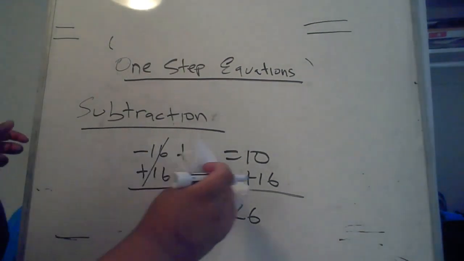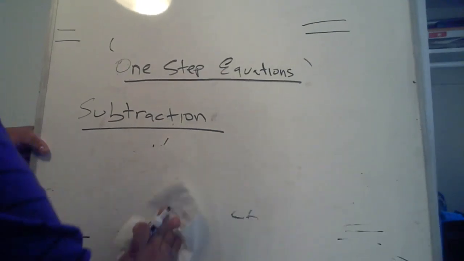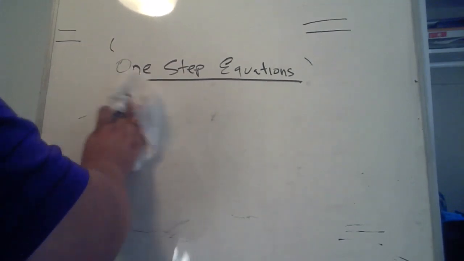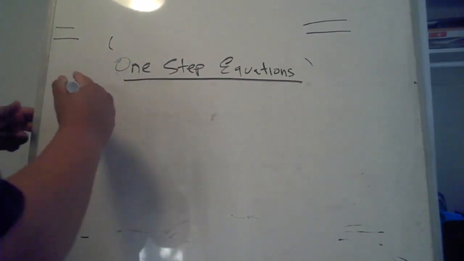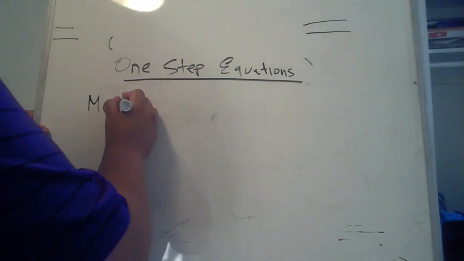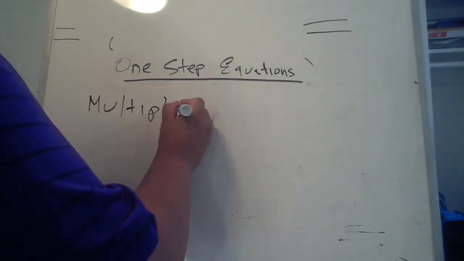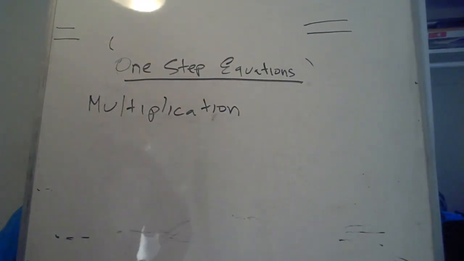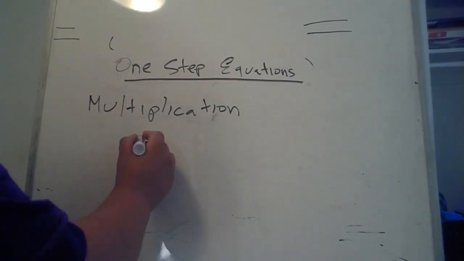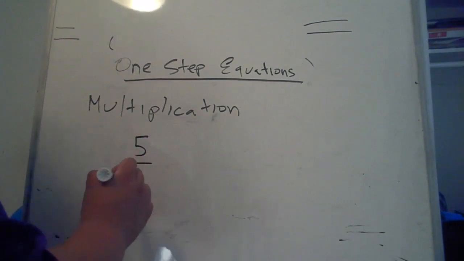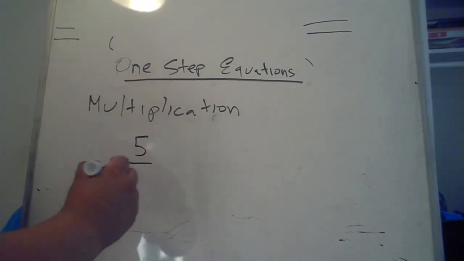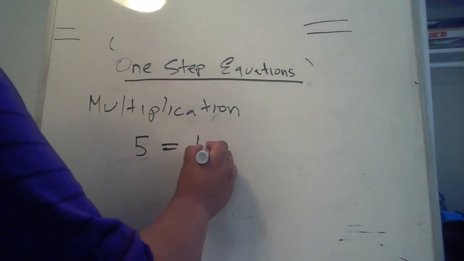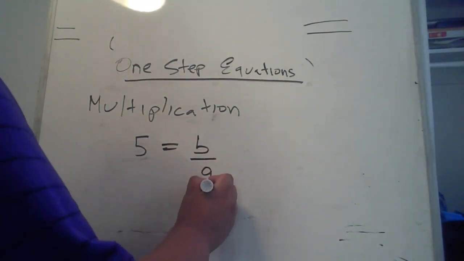Okay, now let's go to the next step, which is multiplication and division. Remember, they are opposites of each other, so we're going to look at multiplication first and then division. All right, so let's do multiplication. For this one, we're going to look at 5 equals v over 9.